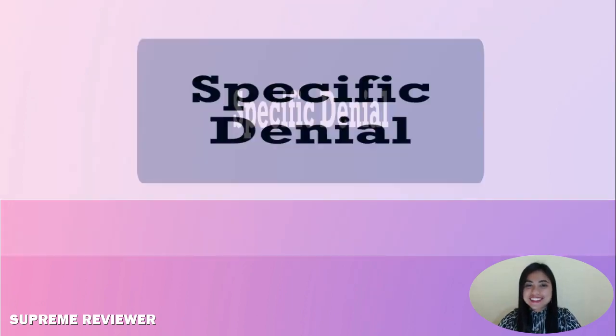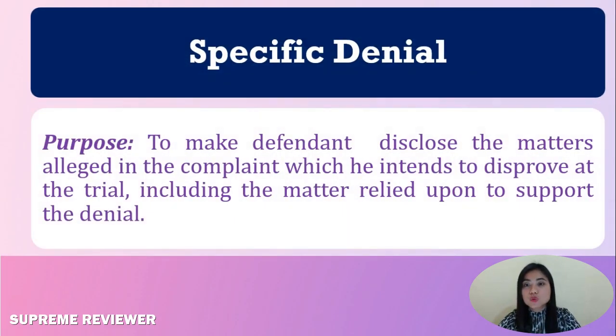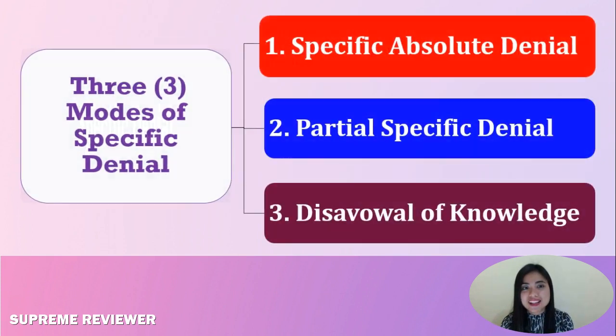Specific denial. The purpose of requiring the defendant to make a specific denial is to make him disclose the matters alleged in the complaint, which he succinctly intends to disprove at the trial, together with the matter which he relied upon to support the denial. The parties are compelled to lay their cards on the table. So how is specific denial made?